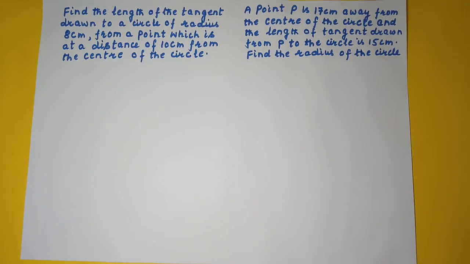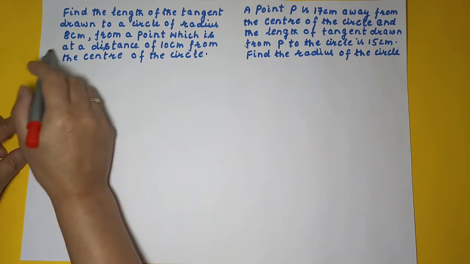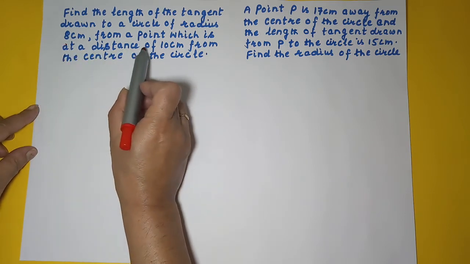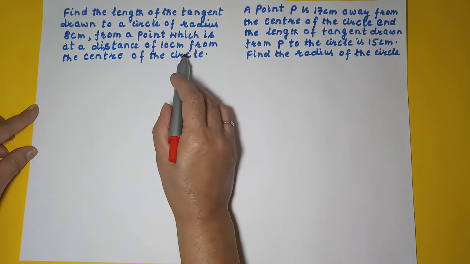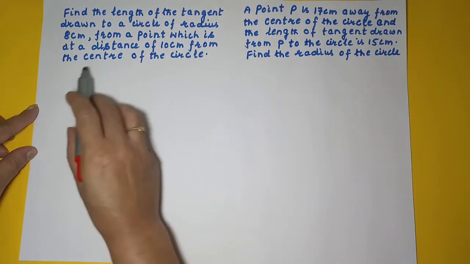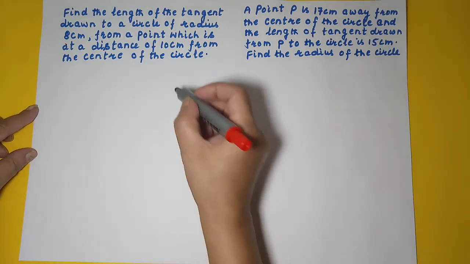In this video, we are going to make use of the tangent properties and solve the sums. So, find the length of the tangent drawn to a circle of radius 8 centimeter from a point which is at a distance of 10 centimeter from the center of the circle.